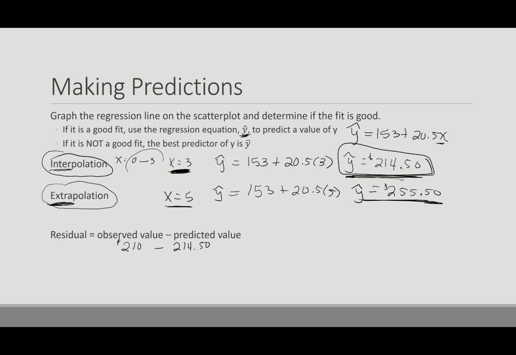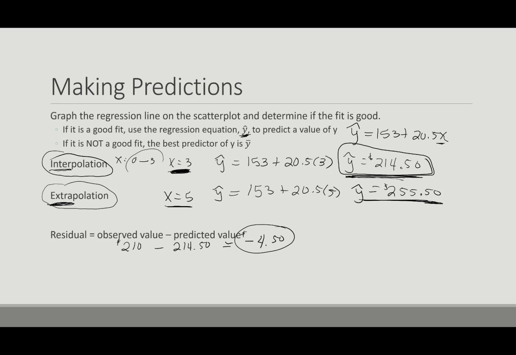So a residual essentially is a measure of how far off we were. So we always take our observed value minus our predicted value, and in this case I end up getting negative 4.50. Okay, now the negative is just an indication that the observed was smaller than what our predicted value was. So we would say our residual for this one was negative $4.50. So observed was less than what was predicted.